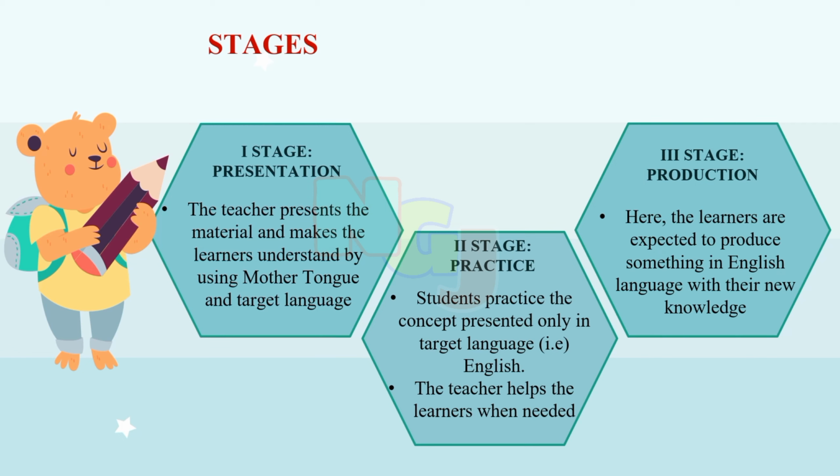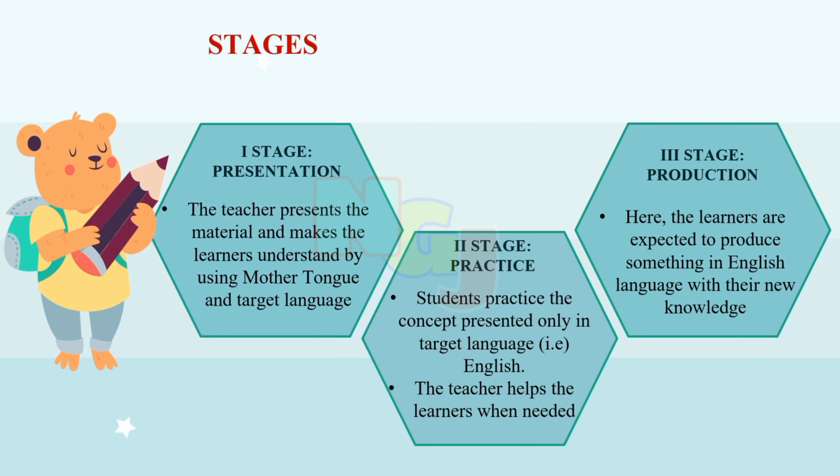And the third stage is production stage, where the learners are expected to produce something in English language with their new knowledge. So the students are asked to produce, in the sense write or speak, in English language from the knowledge that they have gained during the presentation stage and the practice stage. So these are the 3 stages in bilingual method: presentation, practice and production.